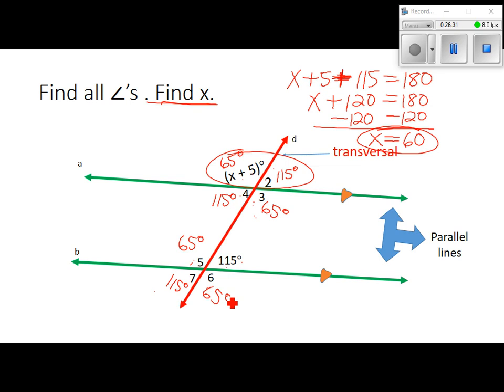Many, many different ways. The way I did it, you don't have to necessarily find each angle the way I found each angle. But the answers should come out the same.